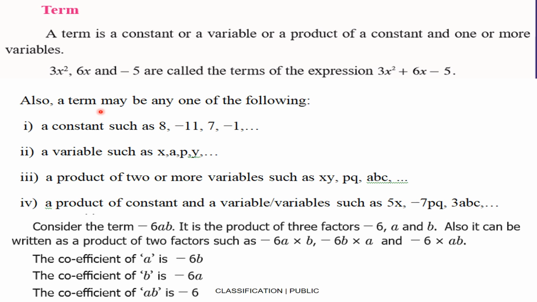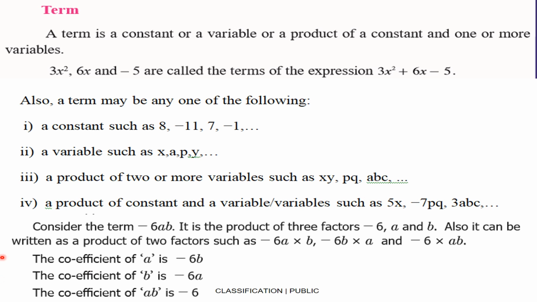So a term may be any one of the following. A constant, such as any number, is also a term. A variable x, a, p, y, that is a to z, is also a term. A product of two or more variables such as xy, pq, that means a into b into c, and a product of a constant and a variable or variables, that is, here constant, here variable. So 5x, minus 7pq, 3abc, any one is a term.